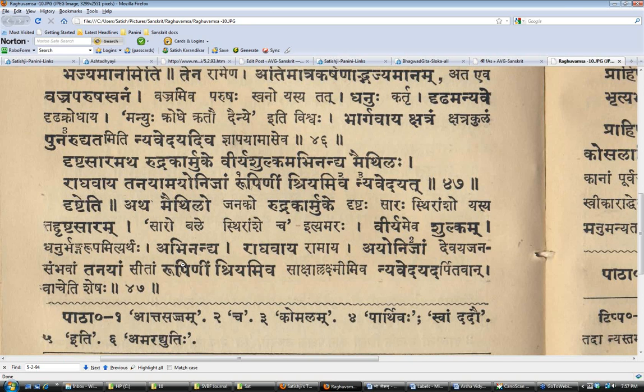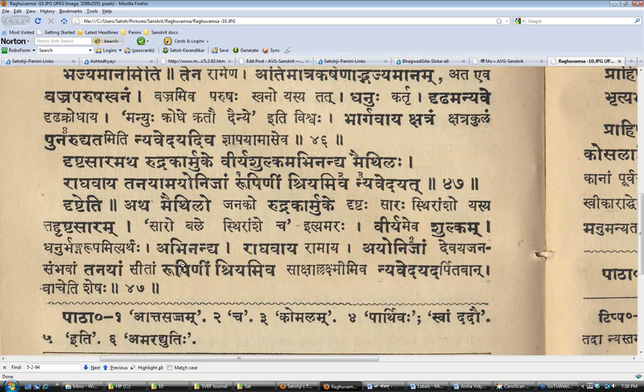And now look at the Vibhaktis. Shriyam is Dvitiya on the Upama side. On the other side you have the Tanayam. So you know who is being compared to whom. Sita is being compared to Shri. So Sakshat means Rupini is Sakshat Lakshmi. Shriyam Iva, Shri is Lakshmi.